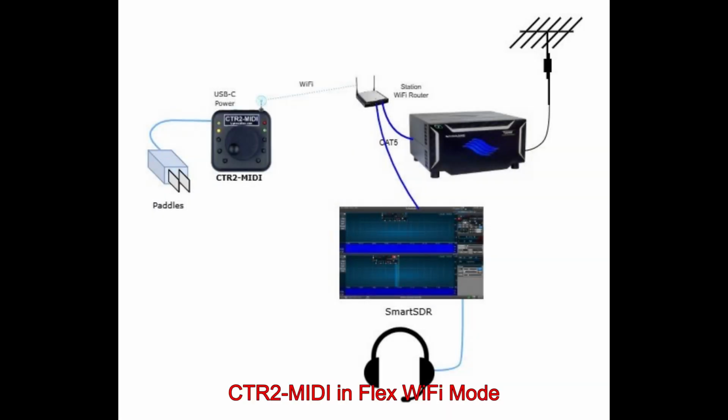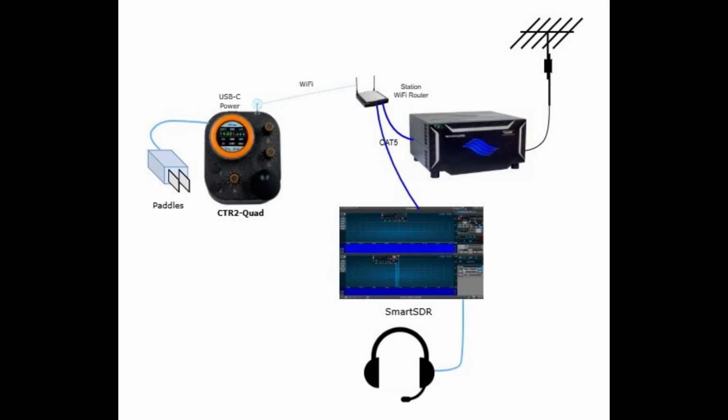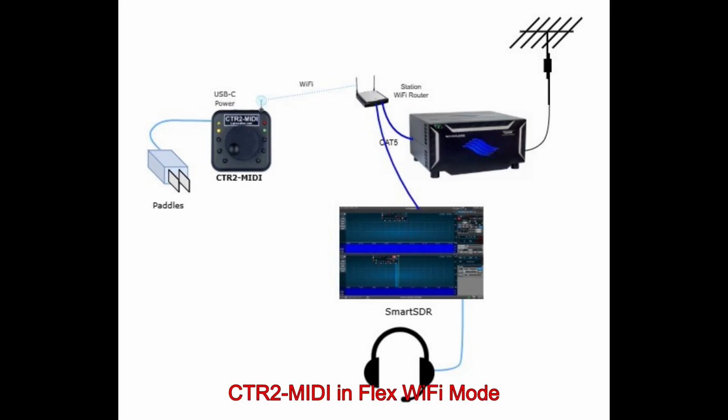Switching CTR2 MIDI to Flex WiFi mode allows you to use it as a standalone controller for your Flex radio without a third-party app. This mode is similar to CTR2 firmware running on the CTR2 controllers that are based on the M5 dial. As shown in this drawing, it connects directly to a radio server over Wi-Fi. Flex WiFi mode uses the Wi-Fi network API to control your radio.